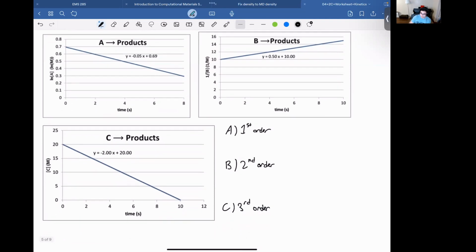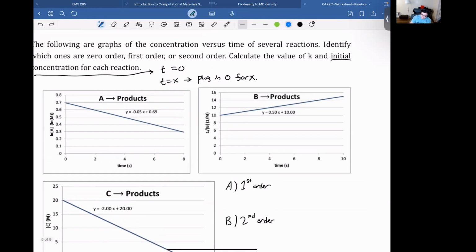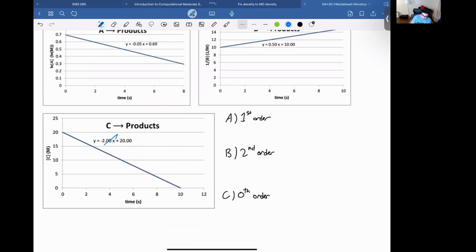Let's start with the 0th order. Why did I write third order? I said 0 and I wrote third. Starting with the 0th order rate law, plugging in 0 for X in this line, just Y equals that, let me plug in 0 for X in the line of best fit equation, which is just these line equations. If I plug in 0 for X here, I get 20, right?